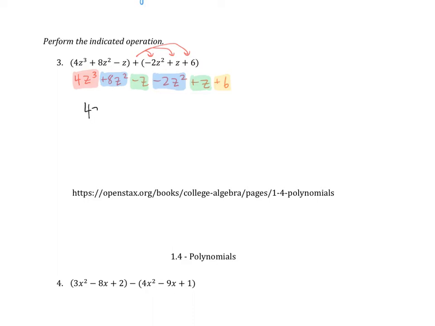So 4z cubed, then the second highest exponent is the squares, that's in blue, so that'll be plus 6z squared. Then the green is the z to the first. Notice that these are opposites, so they cancel each other out. And then I have the yellow, which is the constant, plus 6. Now that I've added all my like terms, I know that that's the polynomial in simplest form.